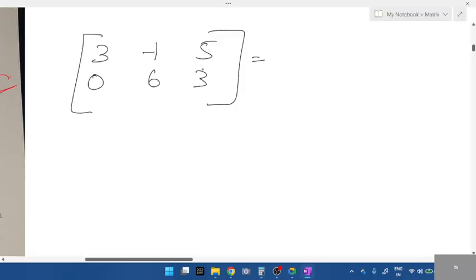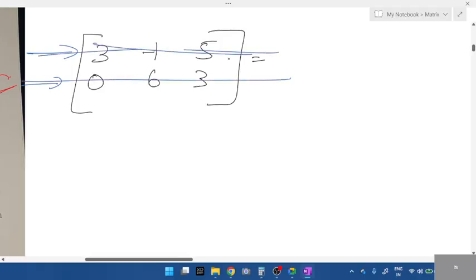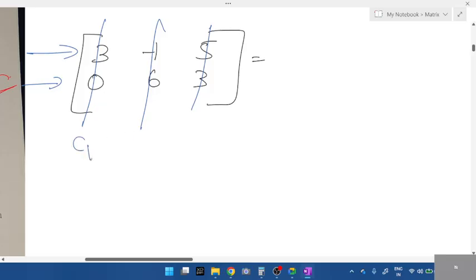What is the order, students? With respect to row, how many rows are there? 2 rows. This flat line, just imagine there's a flat line here. How many flat lines are there? 2 flat lines. How many straight lines are there? Vertical lines? 3. Column 1, column 2, column 3. Look at this. Row 1, row 2. That's it. How do you write the order?